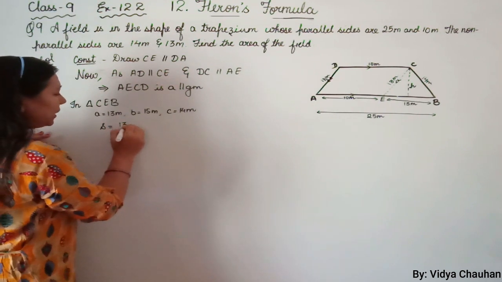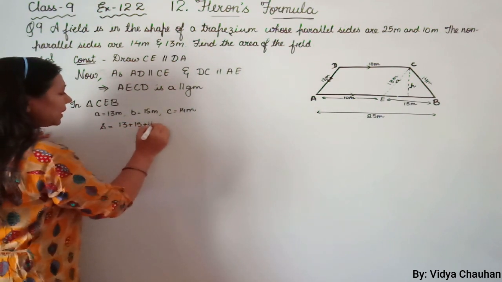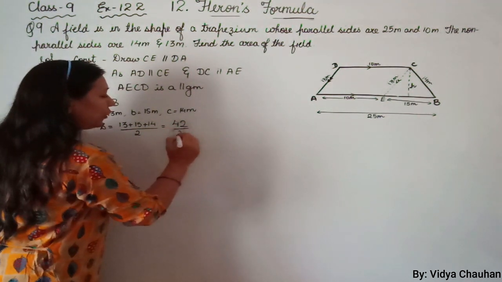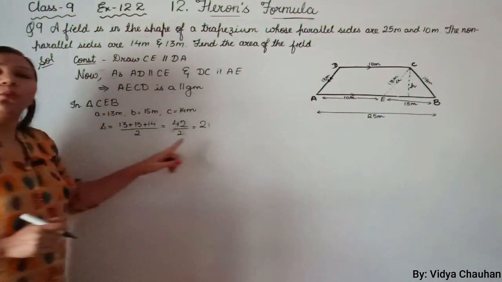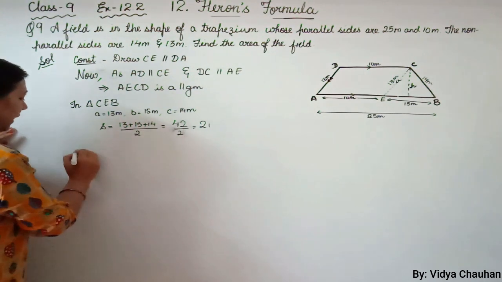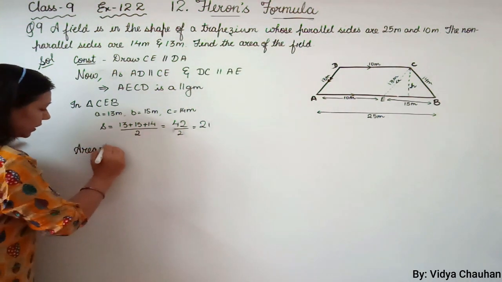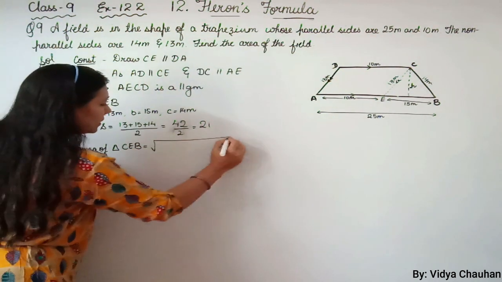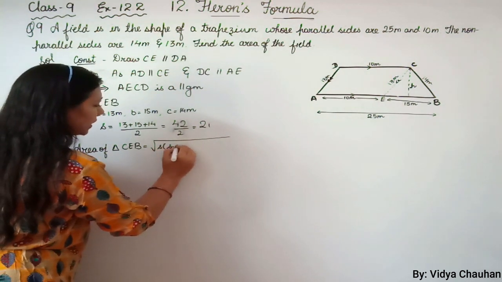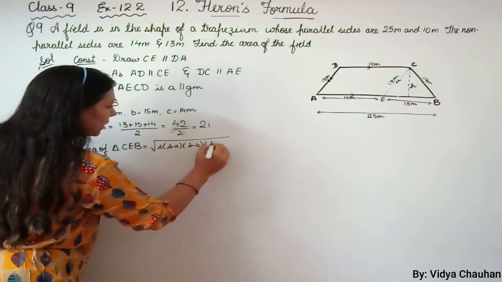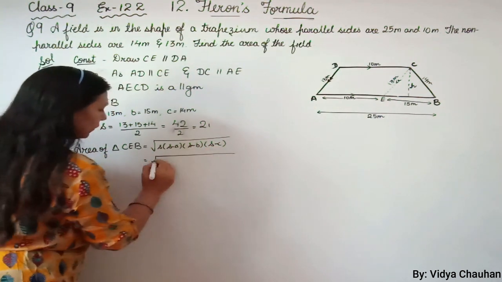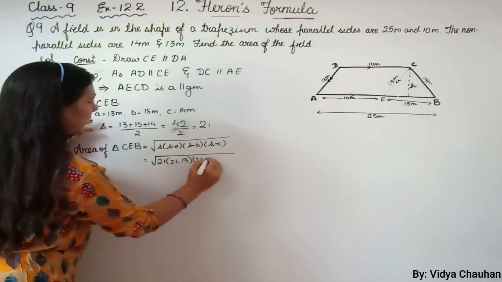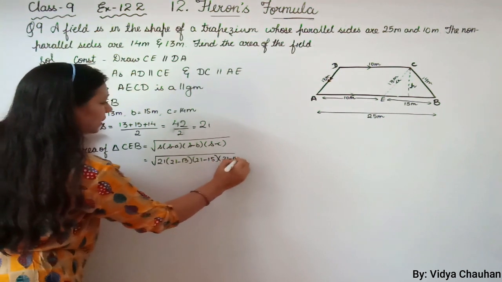So semi-perimeter will be 13 plus 15 plus 14 divided by 2, which gives you 42 upon 2. That means the value is 21. Now with this 21, let us find the area of triangle CEB. So area of triangle CEB is square root of S into S minus A, S minus B, and S minus C. Put the value 21, 21 minus 13, 21 minus 15, and 21 minus 14.